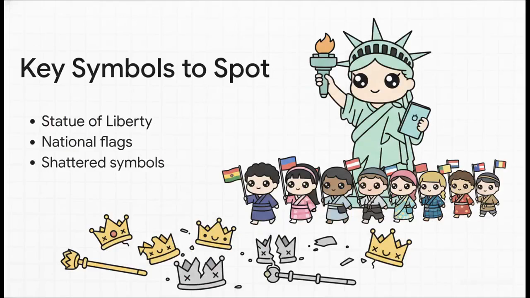If you look closely at the details here, notice how the people are grouped by their distinct national flags and costumes, walking peacefully right past the Statue of Liberty. And look right down there in the foreground. You can see the broken, shattered symbols of monarchs and royal crowns just discarded on the ground. It's this powerful, vivid metaphor for completely leaving the old world behind.